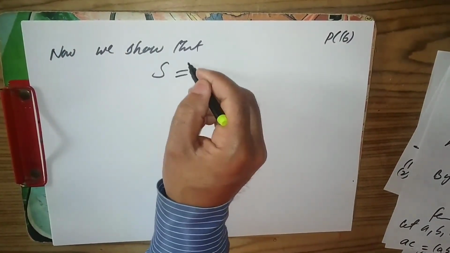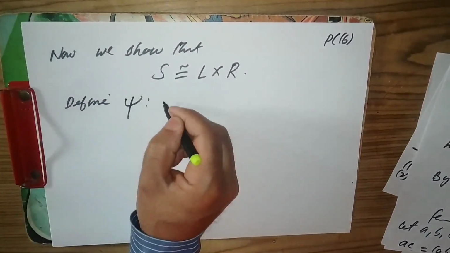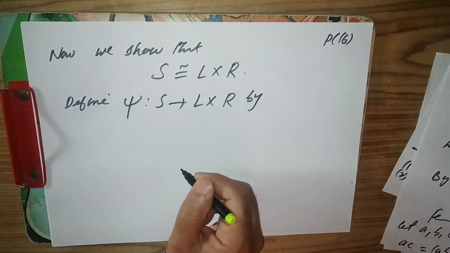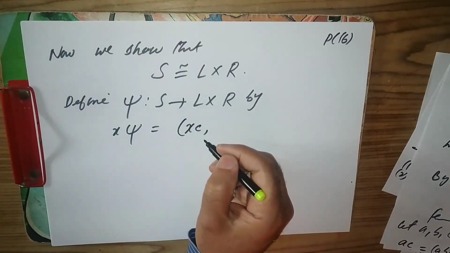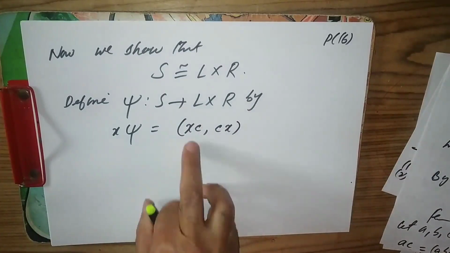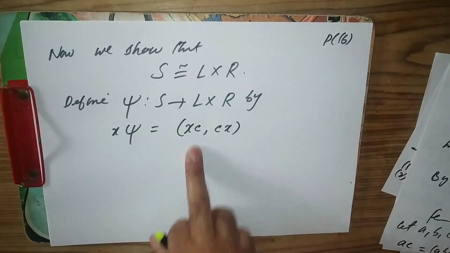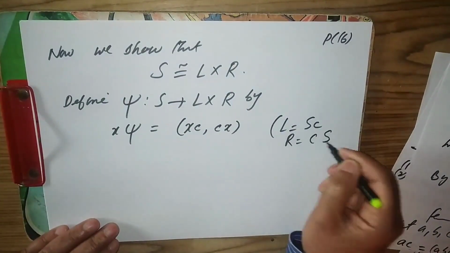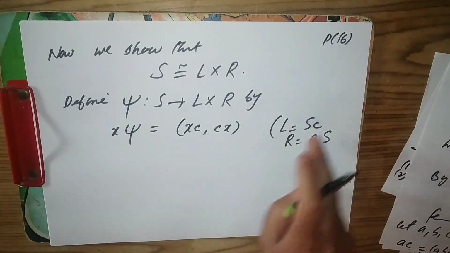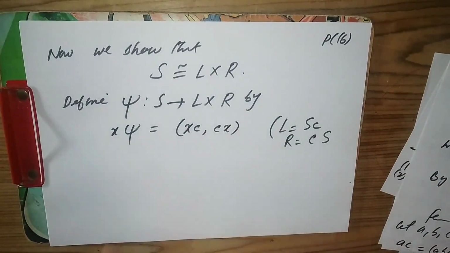Now we show that S is isomorphic to L cross R. So let's define a map from S to L cross R. Define psi from S to L cross R by X psi is equal to (XC, CX). XC is an element of L, obviously, because L is equal to SC, R is equal to CS. So elements of L are elements of S times C. X is an element of S, so XC is in L. And elements of R are C times the elements of S. X belongs to S, so it's in L cross R.